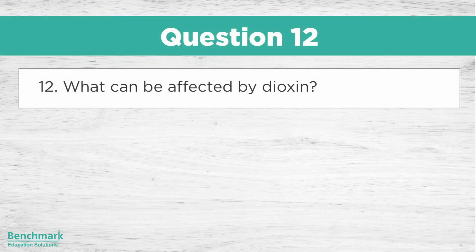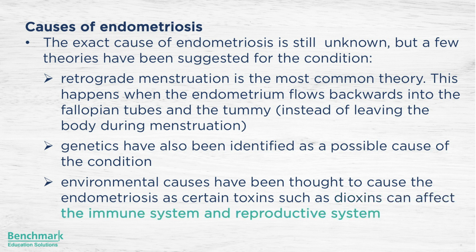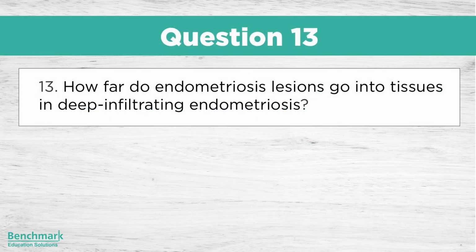Here's question 12. This is another easy question. There's only one place where dioxin is mentioned. Scan the paper quickly and locate it. Remember, you are looking for the thing that is affected by dioxin. This is in text B. The answer is simply the immune system and reproductive system. Question 13.